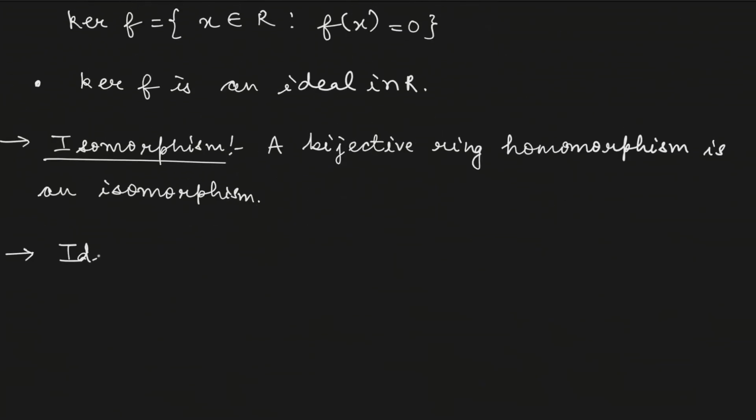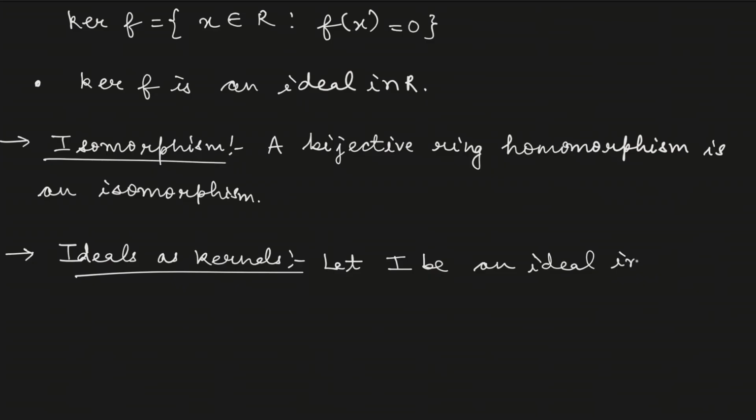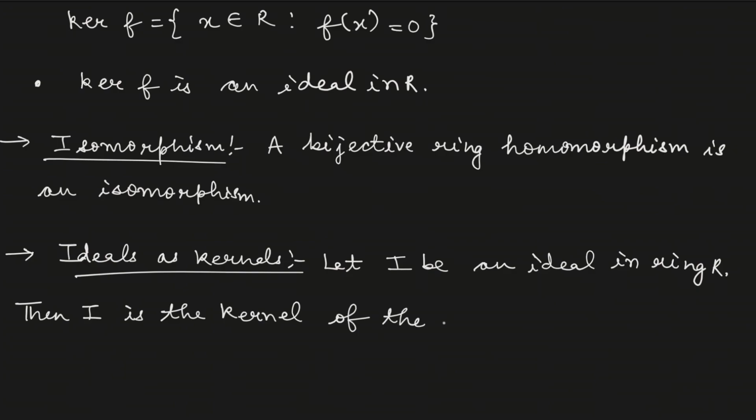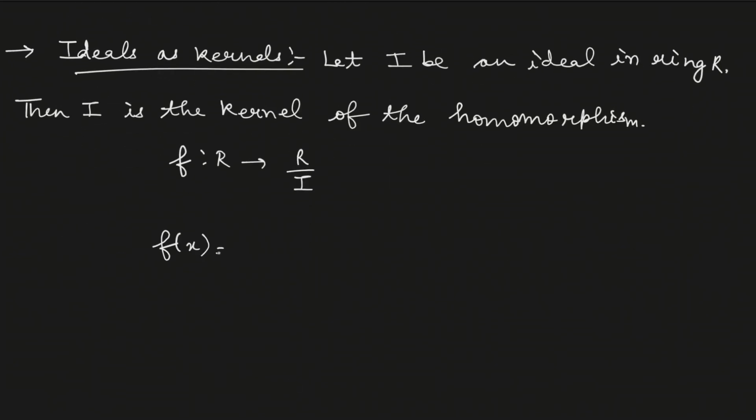Next is ideals as kernels. Let I be an ideal in ring R. Then I is the kernel of the homomorphism f, which is a mapping from R to R by I, f(x) is equal to x plus I for all x belonging to ring R. So this ideal I is the kernel of the homomorphism.